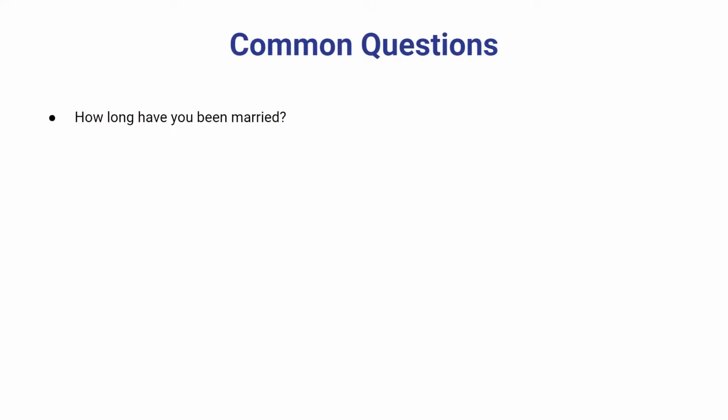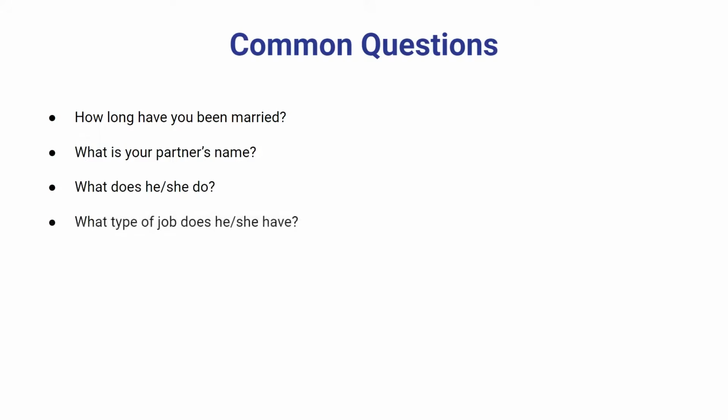Next, if you are married, he may ask, how long have you been married? And you can mention the duration, like for example, I've been married for over 2 years. He may ask about your partner, what is your partner's name? You can mention their name. What does he or she do? If they do a job, you can mention the job, or if they don't do a job, you can just mention they just do household tasks. What type of job does he or she have? If you mention a job and don't explain it, the examiner might want further explanation.